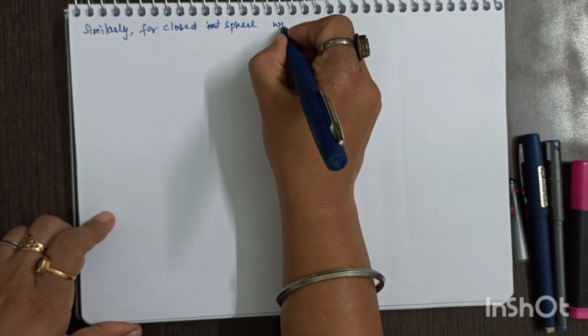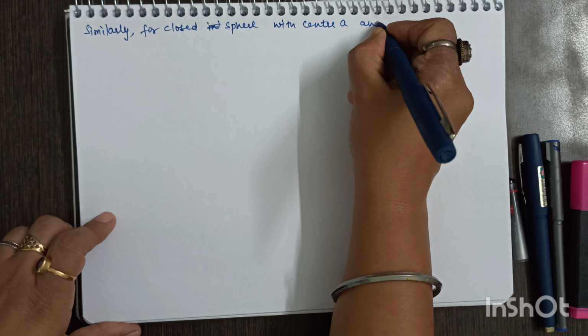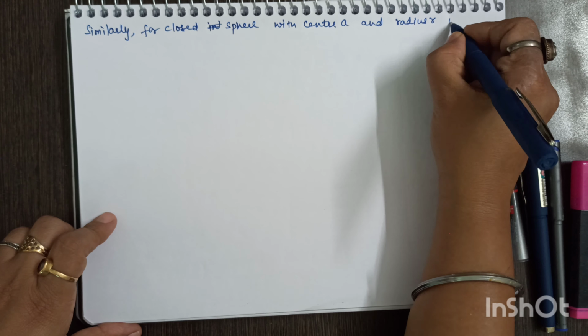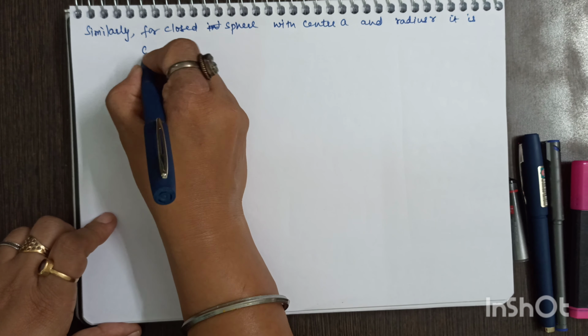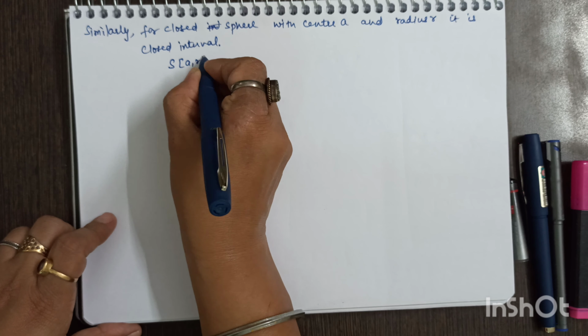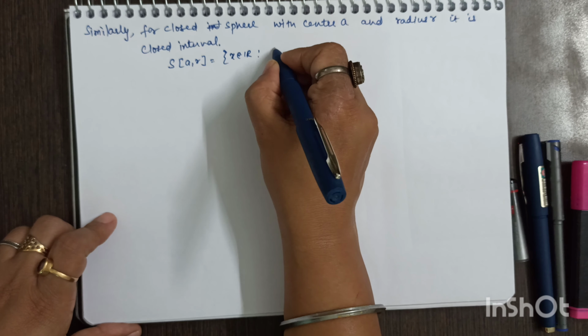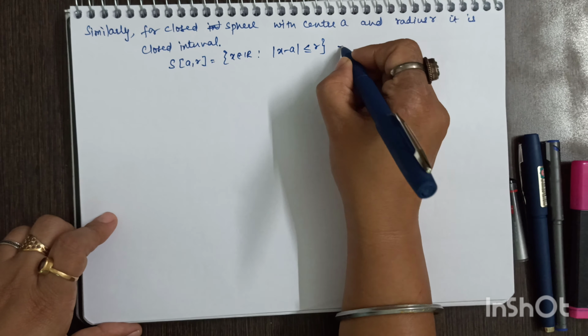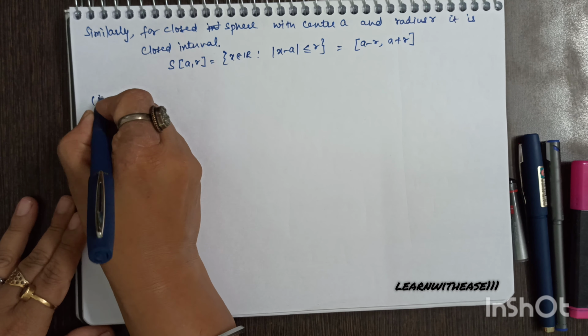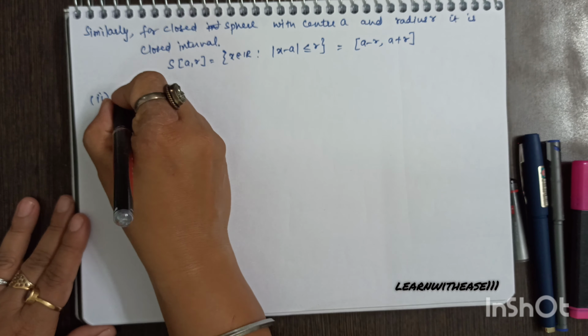Now the closed sphere in a similar manner. If you are talking about the usual metric of R, the closed sphere is given by the closed interval [a minus R, a plus R], because in the same definition of metric it will contain less than or equal to R points. Less than or equal to R points will give you the closed interval a minus R to a plus R.